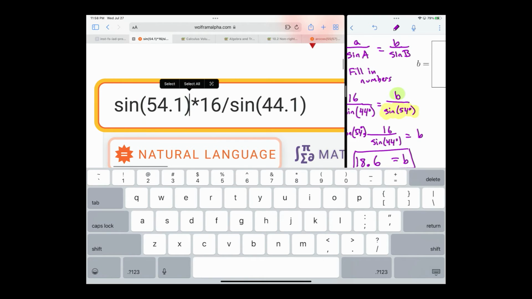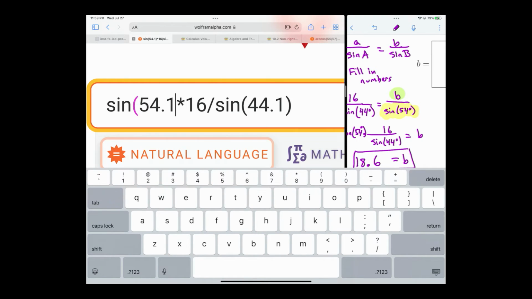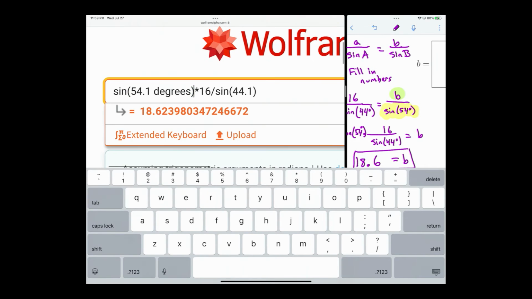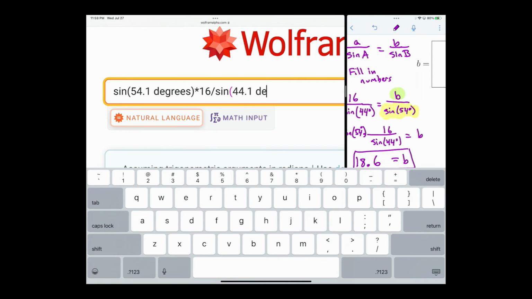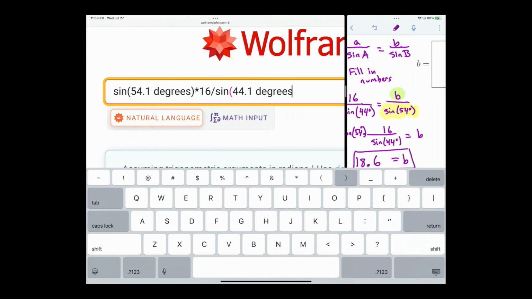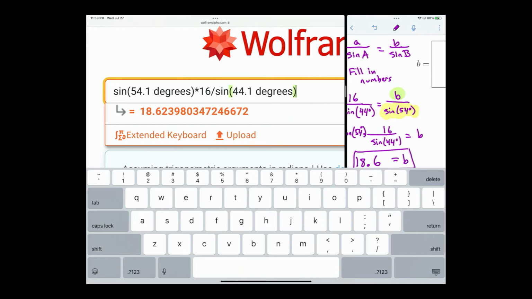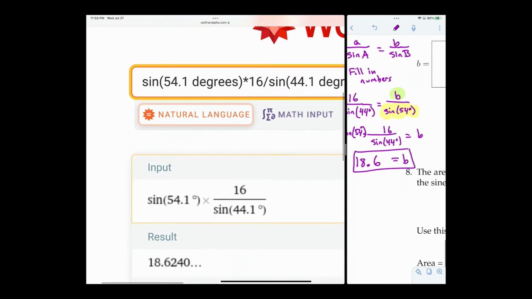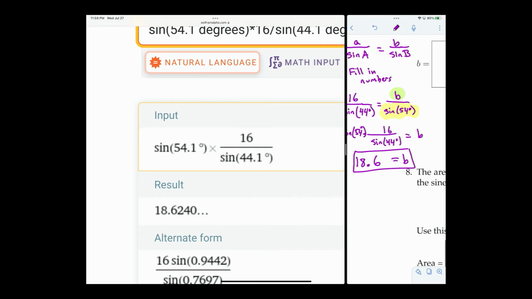But what you have to do is, if you have decimals, make sure you tell Wolfram Alpha you're using degrees. So you could do it this way. It looks a little silly to type it in this way, but if you say the word degrees, then it knows you mean degrees. Okay, so just be careful how you type it into Wolfram Alpha, or if you use a calculator, your calculator must be in degree mode if you're using degrees.